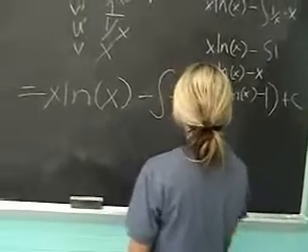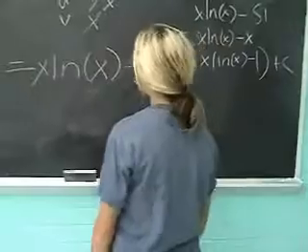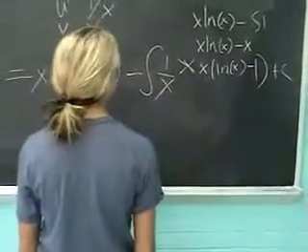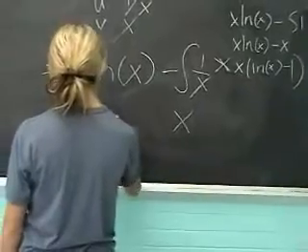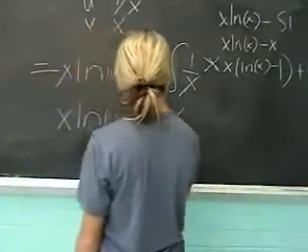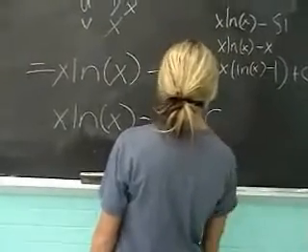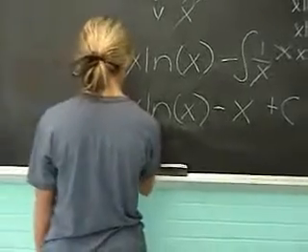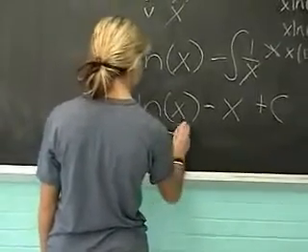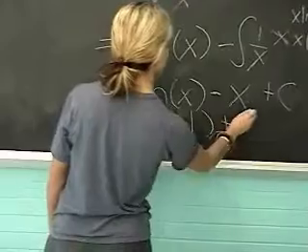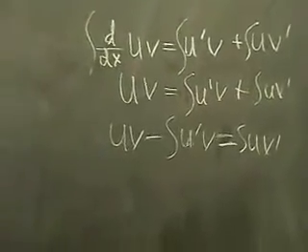So then 1 over x times x is just 1. And then the integral of 1 is simply x. So you get x ln x minus x plus c. Factor out the x in both, and you get x times (ln x minus 1) plus c. There you go. That's where it comes from.